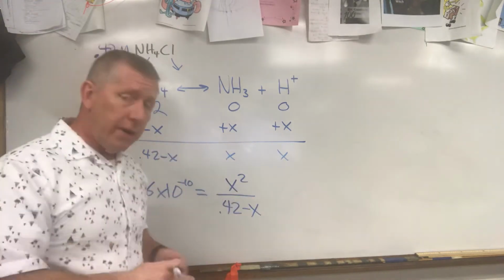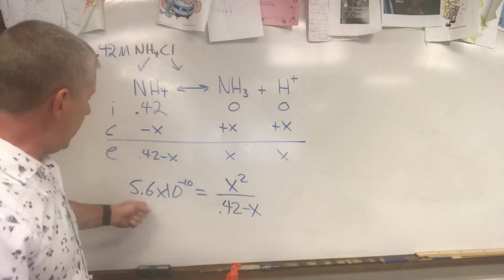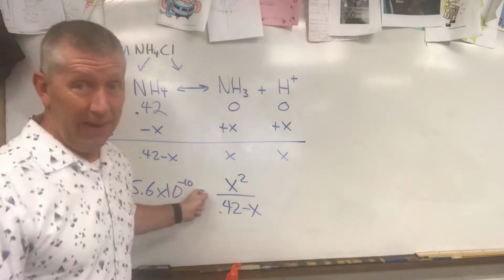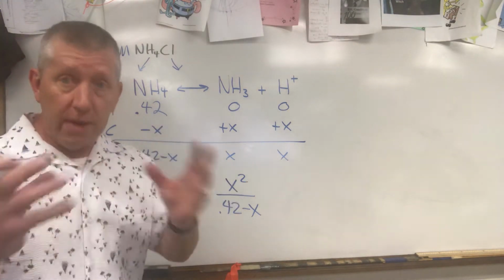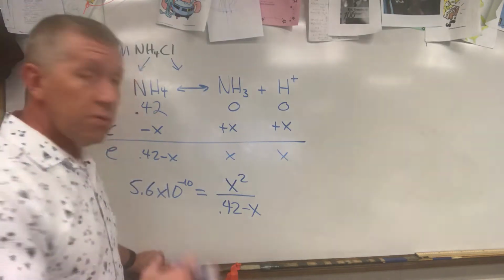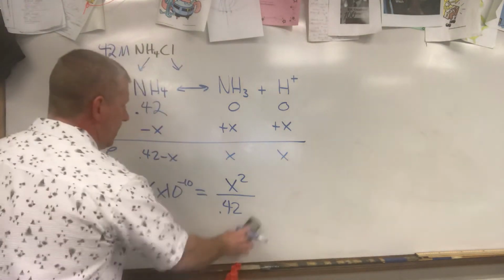Now remember the rule of 100. The reason we can do that is because if we take the initial concentration, 0.42, and divide it by 5.6 times 10 to the negative 10th, well, that's a really small number. You're going to get a huge number greater than 100, which means that X is small. Bye-bye. Gone. All right, let's solve for X.